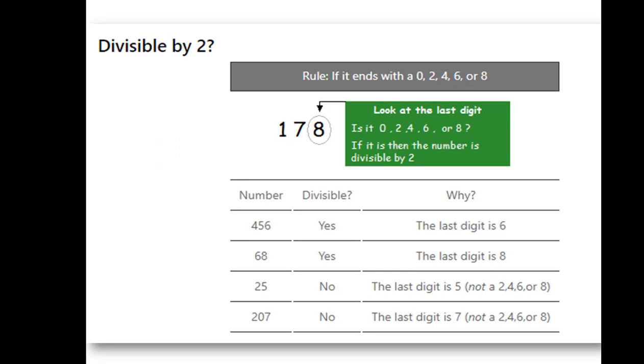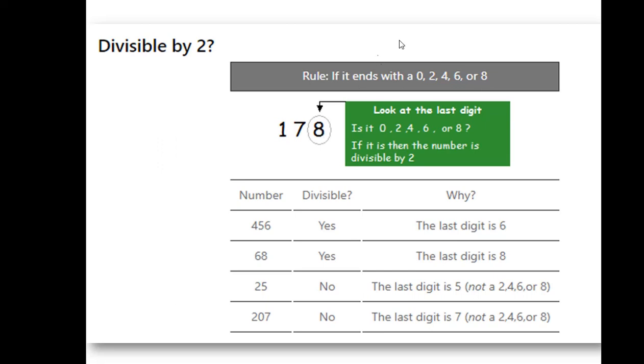So the first topic we are taking is divisible by 2. Look at the example here, 178. It's a number given, so you have to find out whether the number is divisible by 2. So the rule is given. If it ends with a 0, 2, 4, 6 or 8, then the number is divisible by 2. Any number divisible by 2 will end with either 0, 2, 4, 6 or 8.